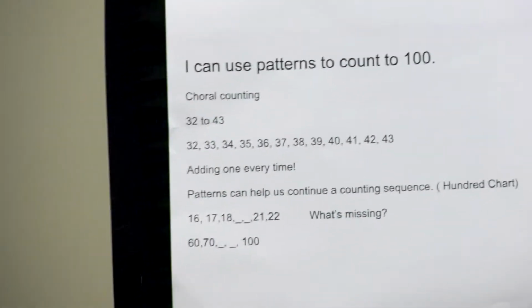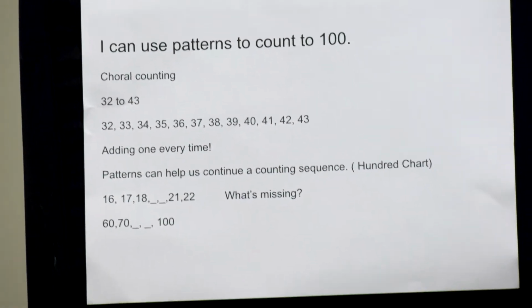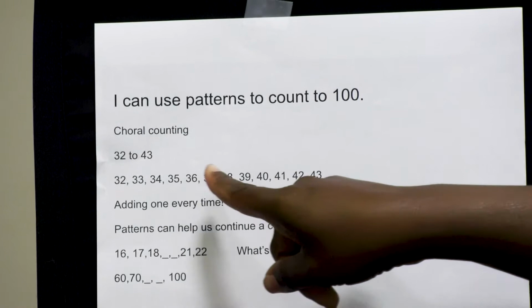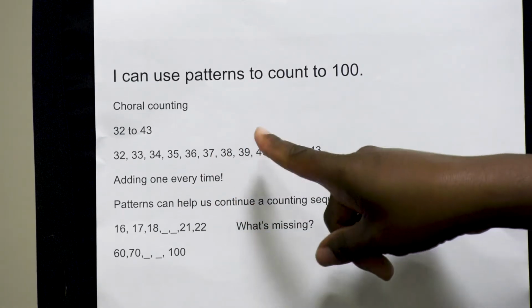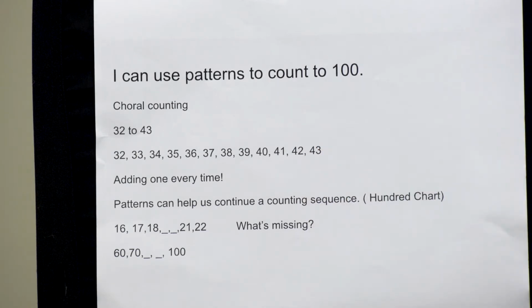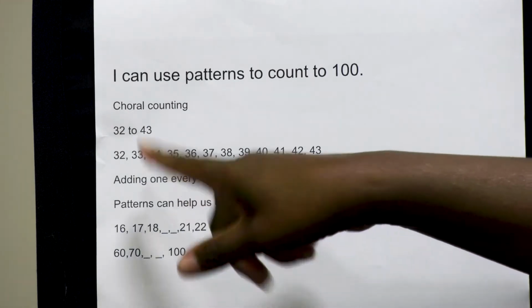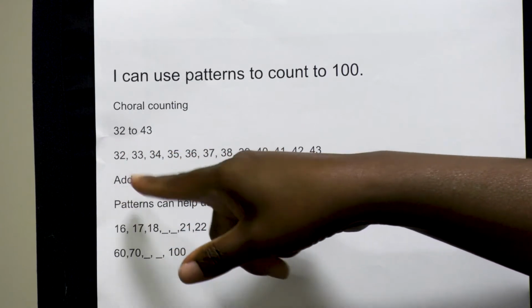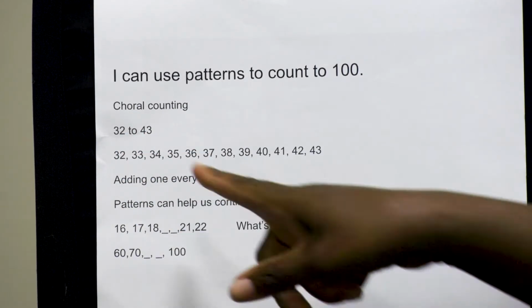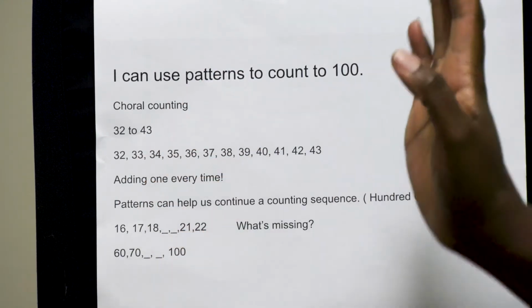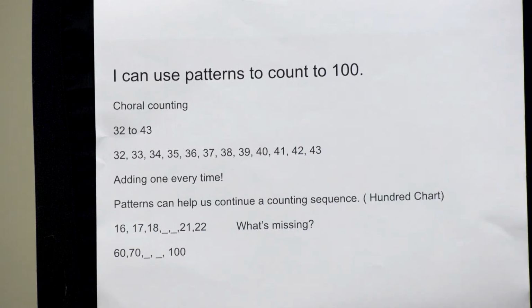So it says, I can use patterns to count to 100. Core counting, 32 to 43, means that you would say 32, 33, 34, 35, 36, 37, 38, 39, 40, 41, 42, and 43. And if you notice, all you're doing is adding one more every time. Like this would be 31, 32 plus 1 equals 32. 33 is the next number, so 32 plus 1 will equal 33, and so forth.